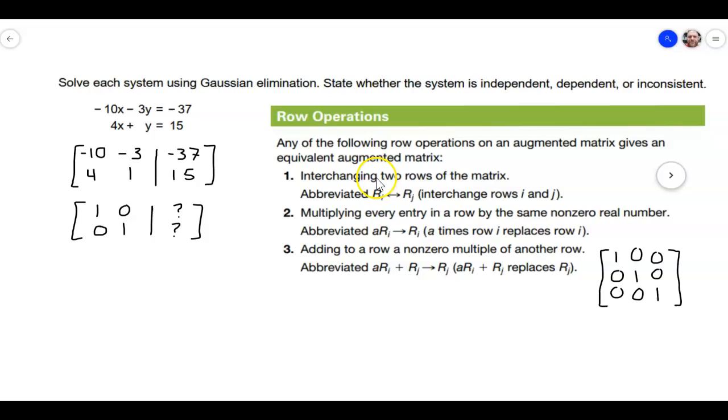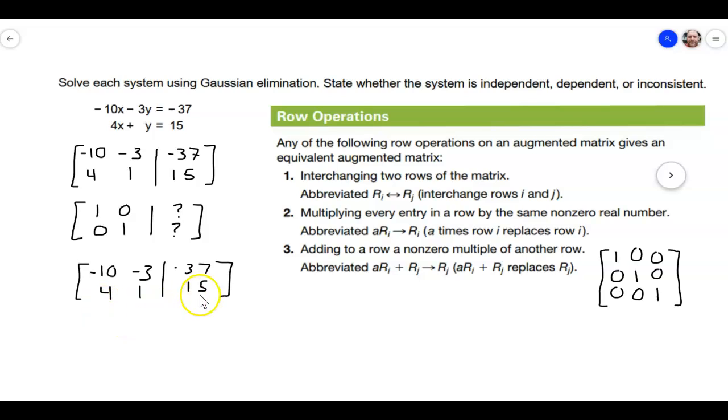All right. So let's use these row operations and this terminology in order to solve this problem here. I'm going to start over here with -10, -3, 4, 1, and then I have the augmented matrix, and I have -37, and I also have 15.